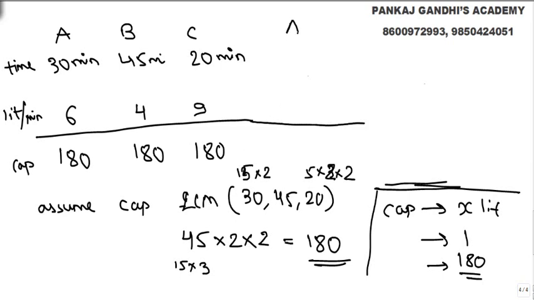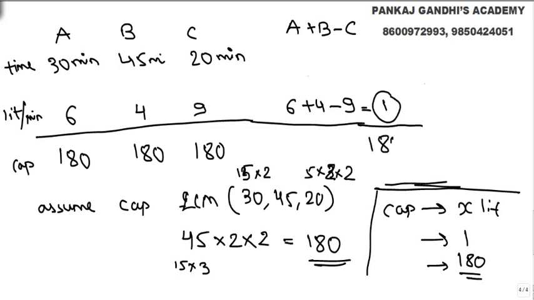So all the three together, now A is filling, B is filling, C is emptying. All the three together, A will fill 6, B will fill 4, C will empty 9. Per minute they fill 1. In how many minutes? 180. Answer is going to be 180.